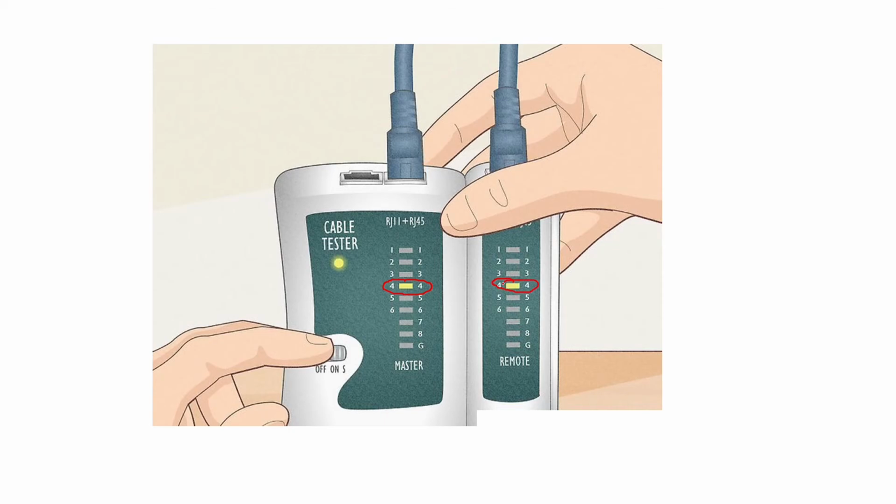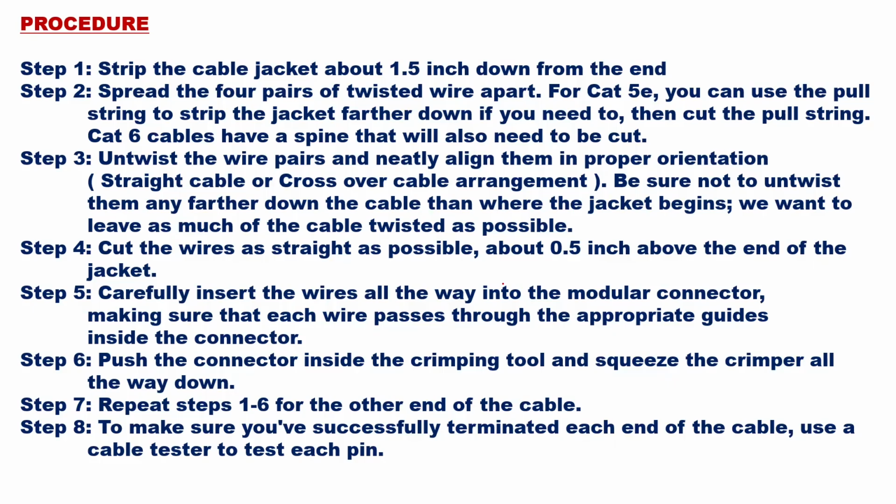Pin number 1 first will glow and then go off. Then pin number 2 will glow, then go off. Then pin number 3 will glow, then go off. Like that, for all the 8 wires, the 8 LEDs will glow and then go off. Okay. Then what is the experimental procedure?